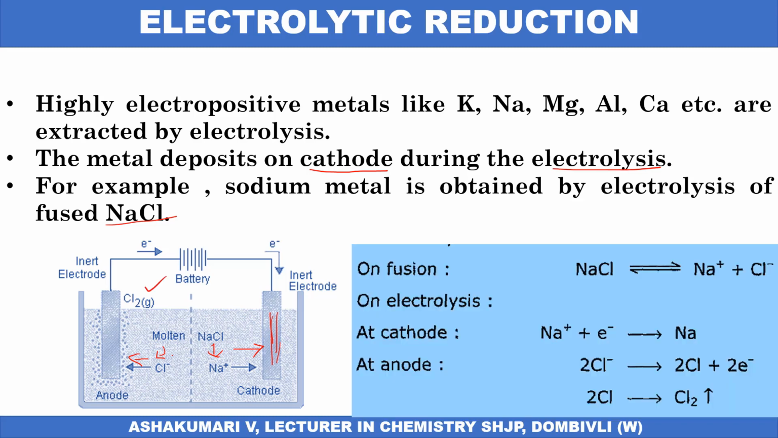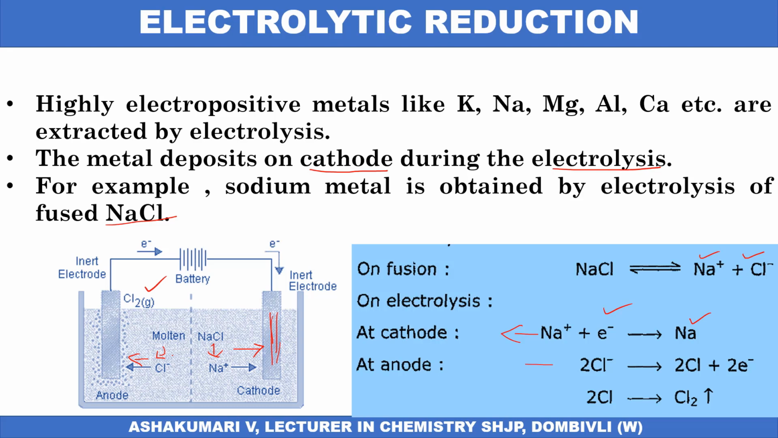Observe the chemical reaction. Fused NaCl dissociates to give sodium ions and chloride ions. During electrolysis, sodium ions will move towards the cathode. This positively charged sodium ion will gain one electron and gets discharged as sodium atom.